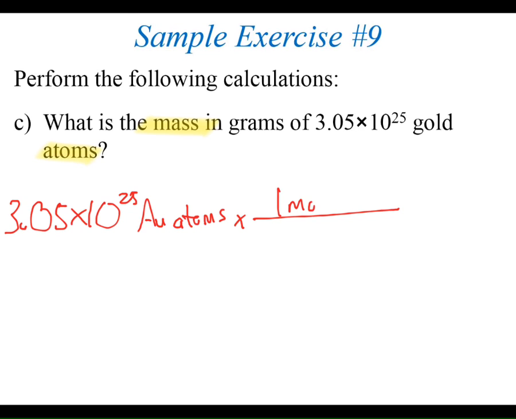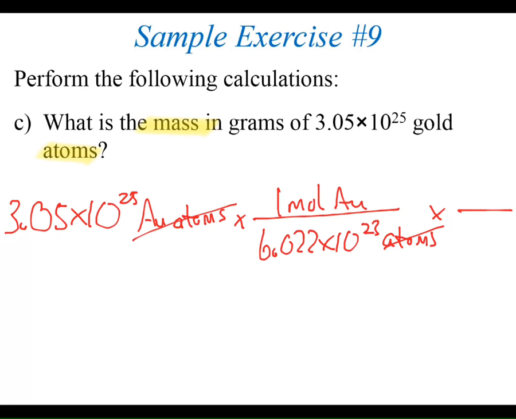So 1 mole of gold on top is 6.022 times 10 to the 23rd pieces of gold, which are called atoms, right? That's not going to work. Now I'm in moles, but I want to be in mass. How do I go from moles to mass?